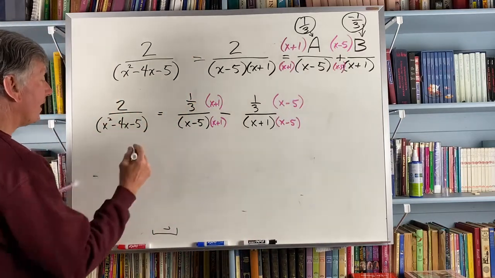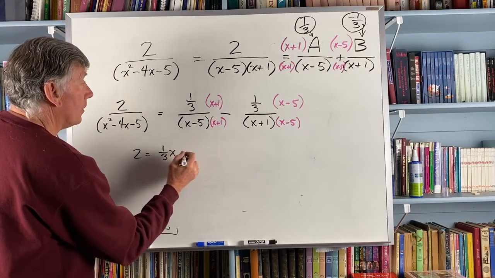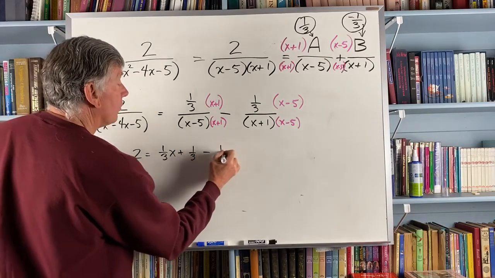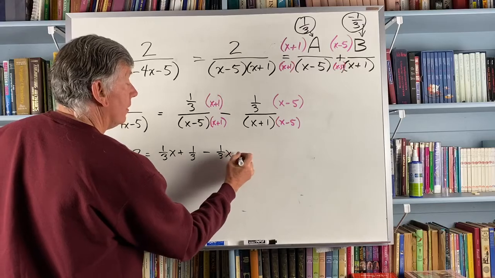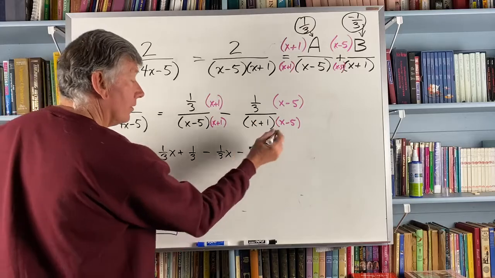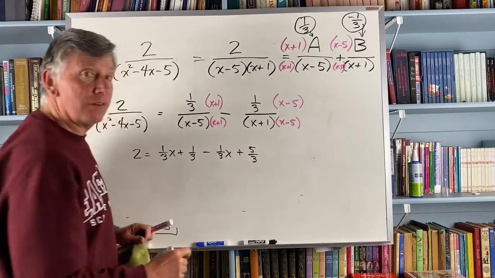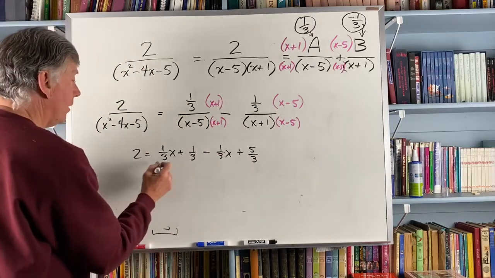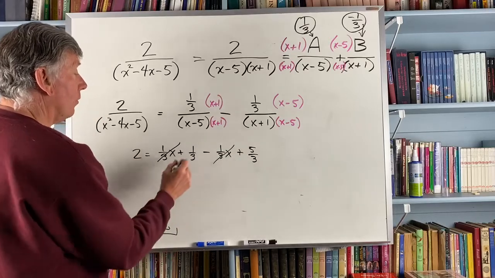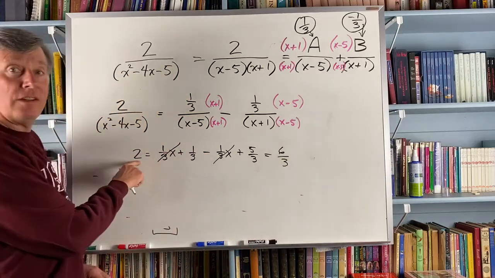Clearing my fractions, I get 2 is equal to 1/3 x plus 1/3 minus 1/3 x minus 5/3, plus, because that minus and that minus. Well, the 1/3 x and the minus 1/3 x wipe out. 1/3 plus 5/3 is equal to 6/3, which is equal to 2.